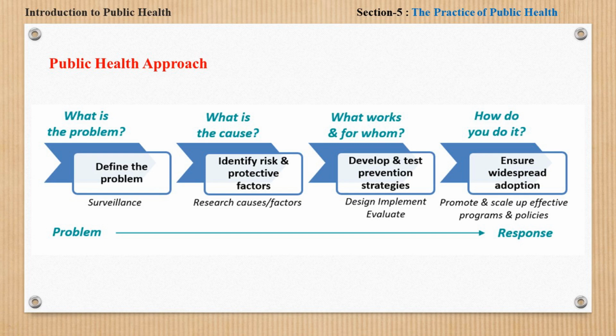First, we define the problem to understand the scope and nature of the health issue. Next, we identify the risk and protective factors that contribute to or mitigate the problem. Based on this understanding, we develop and test preventive strategies tailored to address these factors effectively. Finally, we aim to ensure the widespread adoption of these strategies to maximize their impact and improve public health outcomes. By systematically addressing these steps, we can create more targeted and effective interventions that promote healthier communities and reduce disparities.